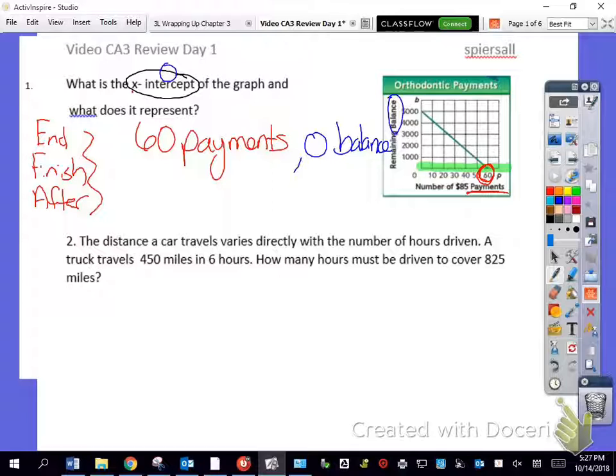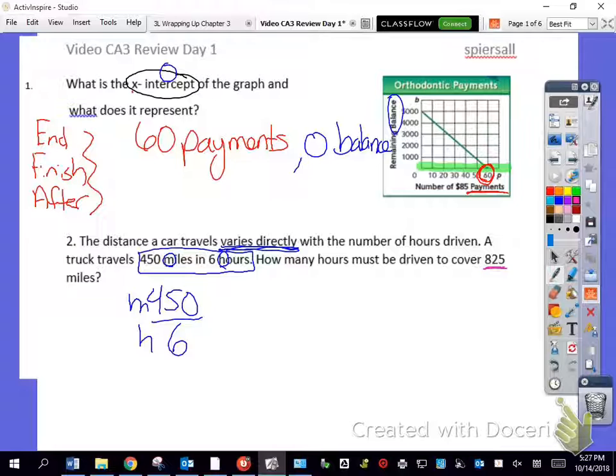All right. Number 2, varies directly. When you see varies directly, you want to set a ratio. So 400 miles in 6 hours. So you're going to set up 450 over 6. Remember, miles is your M, hours is your 6. Now look at the other number. The other number, keep looking, is 825. And it's what? Miles. So since miles is on the top, 825 is going to go on the top.